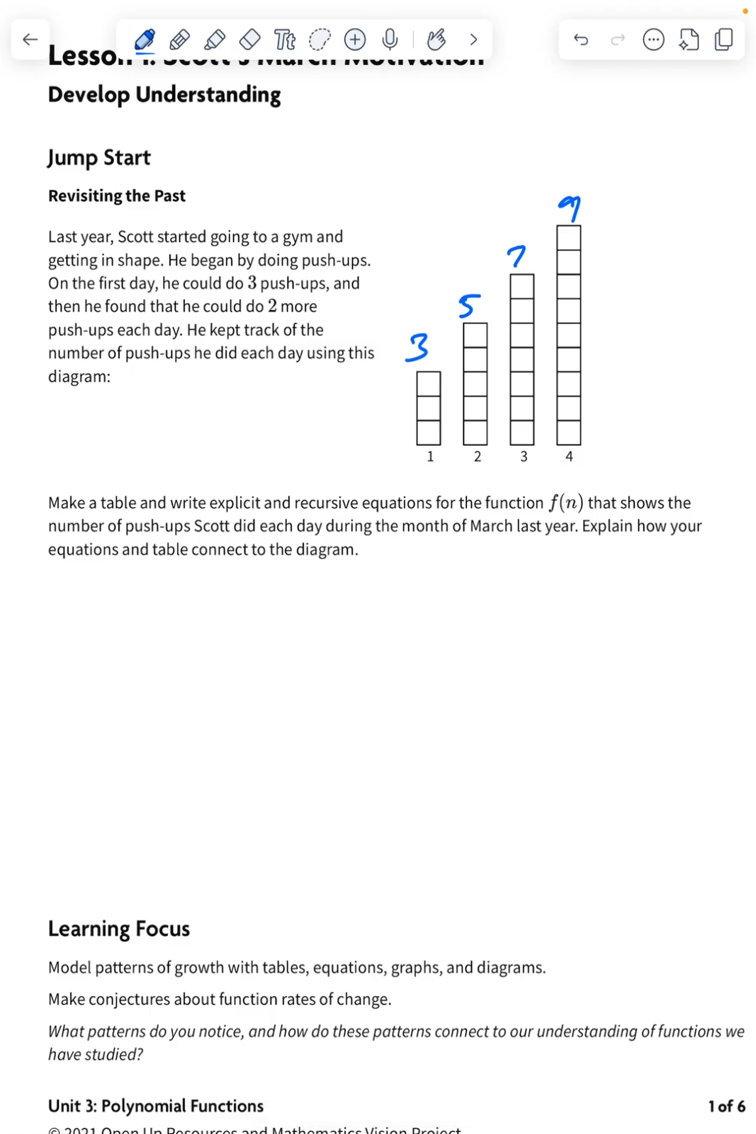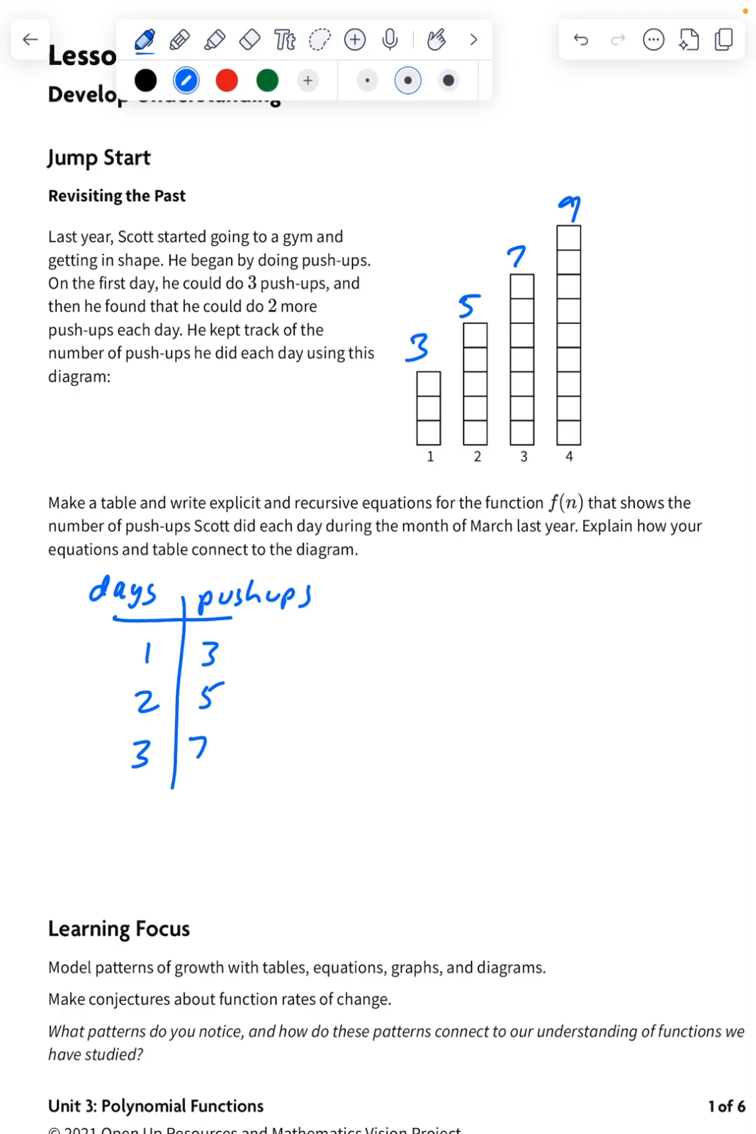If I make a table, I'm just going to have a basic table here with days and the number of push-ups. So on day 1, he could do 3. Day 2, he could do 5. Day 3, he could do 7. And so on and so forth. I could do 4 and 9 here too.